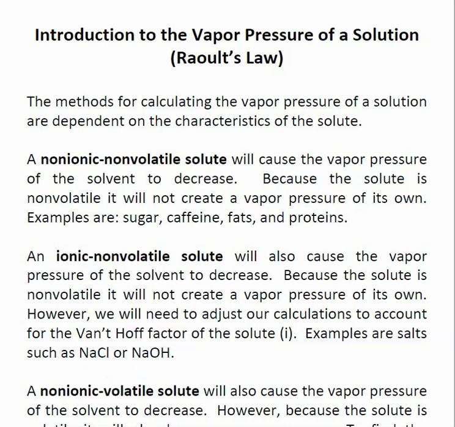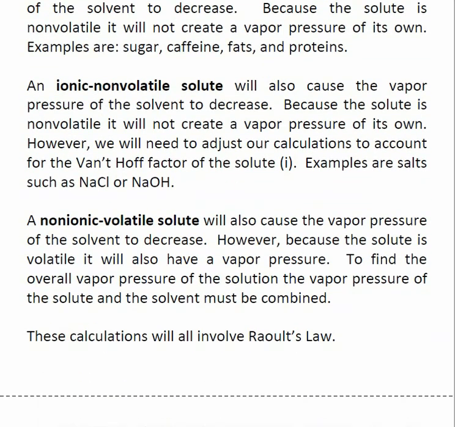So the last one is actually a non-ionic volatile solute. So in this case, because it's volatile, the solute is actually going to have a vapor pressure in itself. So the same thing, the solvent is going to have a decreased vapor pressure. That's true, but one of the things that we need to do is also include the vapor pressure of the solute. So now we have 2 different things creating a vapor pressure. So in this case, the solvent will be creating a vapor pressure and the solute will be creating a vapor pressure. And we're going to apply Raoult's law in both situations.